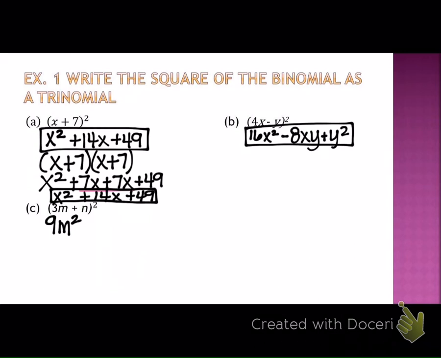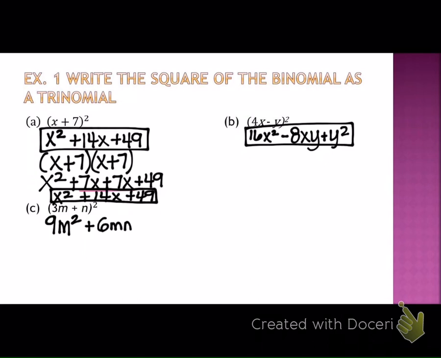Sue, what was the next thing you guys did? Double 3m. Okay, multiply 3m times n. What is our sign going to be? What's the sign that we're going to bring down? Okay, plus. The original problem has a plus sign, so our first sign will be plus. So 3m times n is 3mn, and then you doubled that to get what?